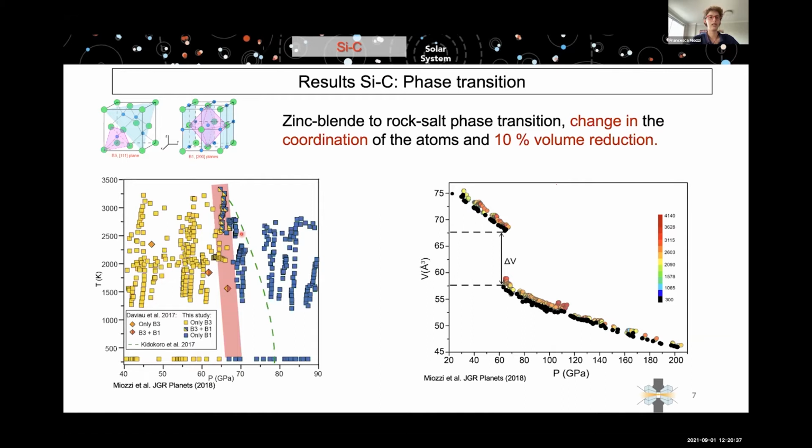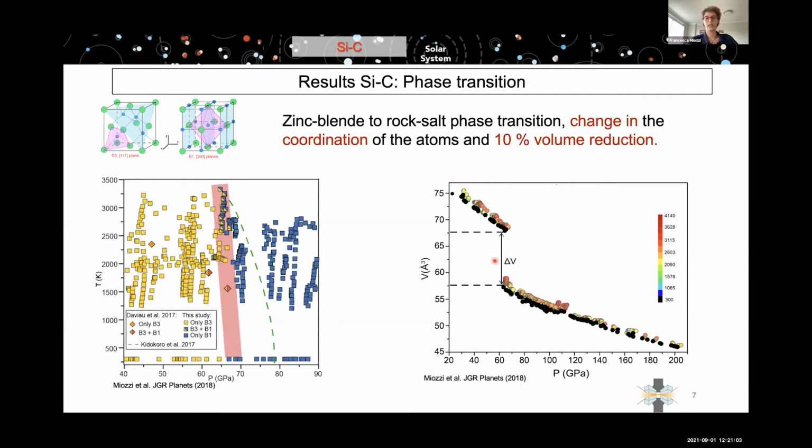So we have here this figure that represents part of the data we collected on SiC, and the ones with the double color are the points in which we observed both phases stable together. It's also important to notice that this transition is associated with a 10% volume reduction that might have very important outcomes when these data are applied to planetary interiors.